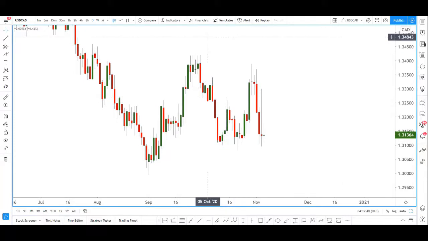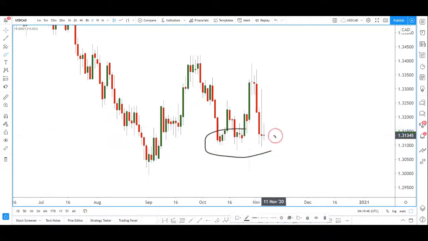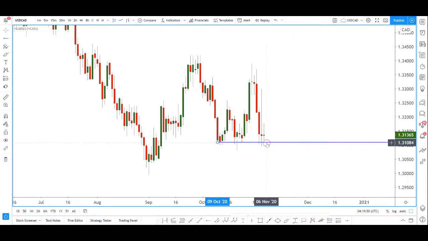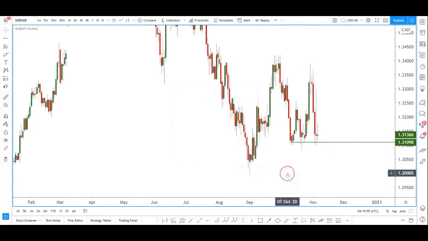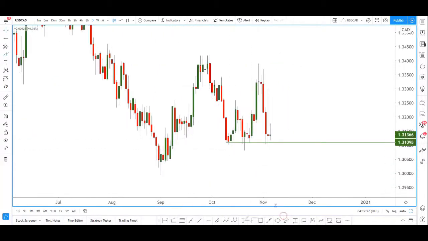So what I have here is the dollar CAD on the daily, and I just want to point out that price is actually basing off in this area. If we were to draw a support, something like that, we actually have price testing it multiple times. We have price testing it once, twice, and a third time here. Should this support hold, we could at least see a short-term bounce.